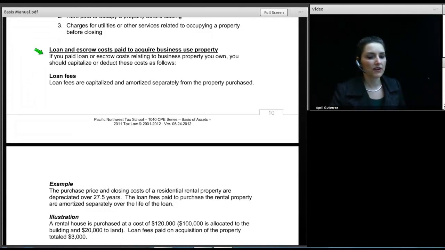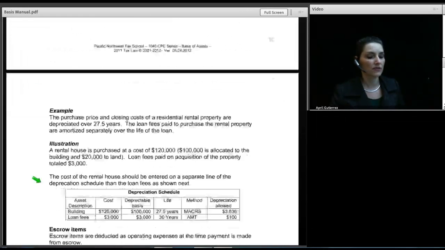If you pay loan or escrow costs relating to business use property, you should capitalize and deduct these costs as follows. Loan fees are capitalized and amortized separately from the property being purchased. So in essence, you should have two different lines on your depreciation schedule. One for the property that's being purchased, the cost in that property, and the other one for the loan fees associated with purchasing that property, and how they are depreciated is quite different.